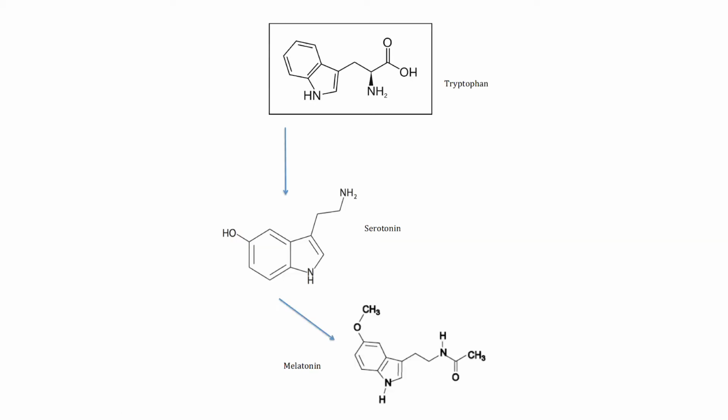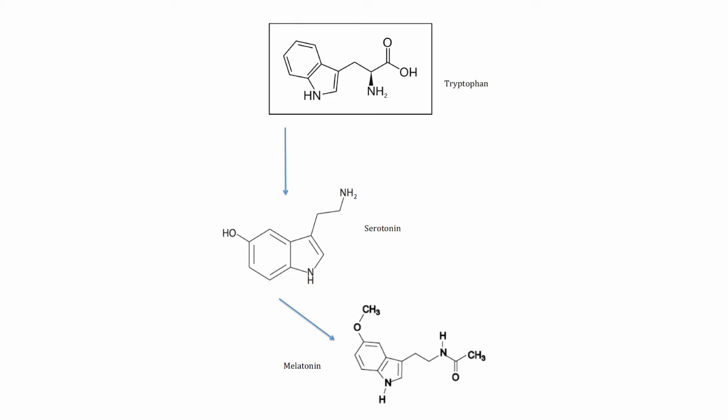So here's an example of tryptophan. Now you remember, we just mentioned tryptophan is one of the essential amino acids, meaning that the only way you can get tryptophan is through your diet. We don't synthesize tryptophan like we do the other non-essential amino acids. And as it turns out, tryptophan is the direct precursor for two neurotransmitters, serotonin and melatonin.